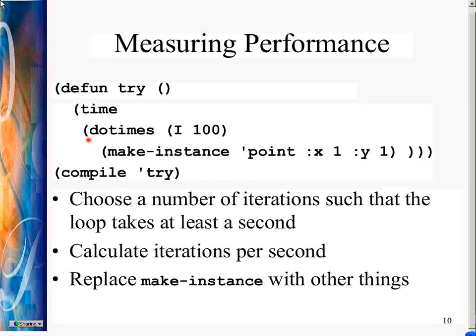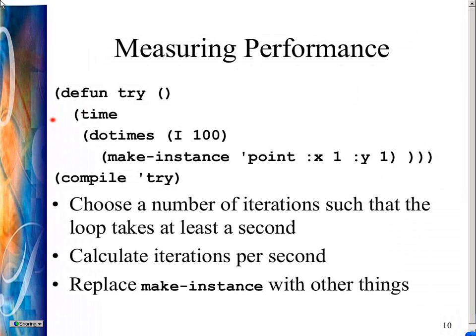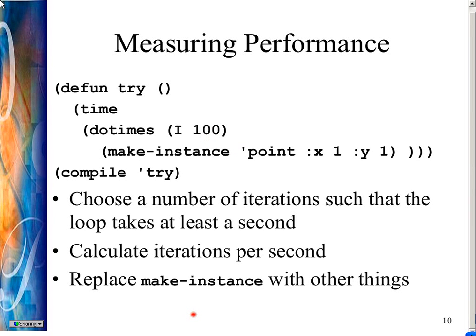Typically, you measure performance by defining a function that calls a macro called time, and then you call whatever it is you're interested in seeing how quickly it performs. In this case, how long does it take to create an instance of point, and you do this some number of times. Now, you want a number of iterations such that the loop takes at least a second, and then you calculate the number of iterations per second.